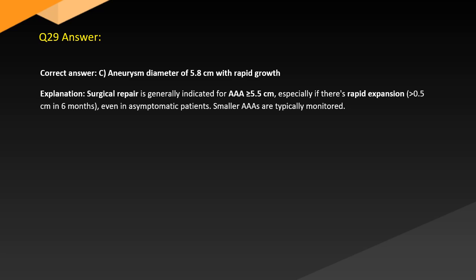Answer. Correct answer: C. Aneurysm diameter of 5.8 cm with rapid growth. Explanation. Surgical repair is generally indicated for AAA of 5.5 cm or more, especially if there's rapid expansion, 0.5 cm in 6 months, even in asymptomatic patients. Smaller AAAs are typically monitored.